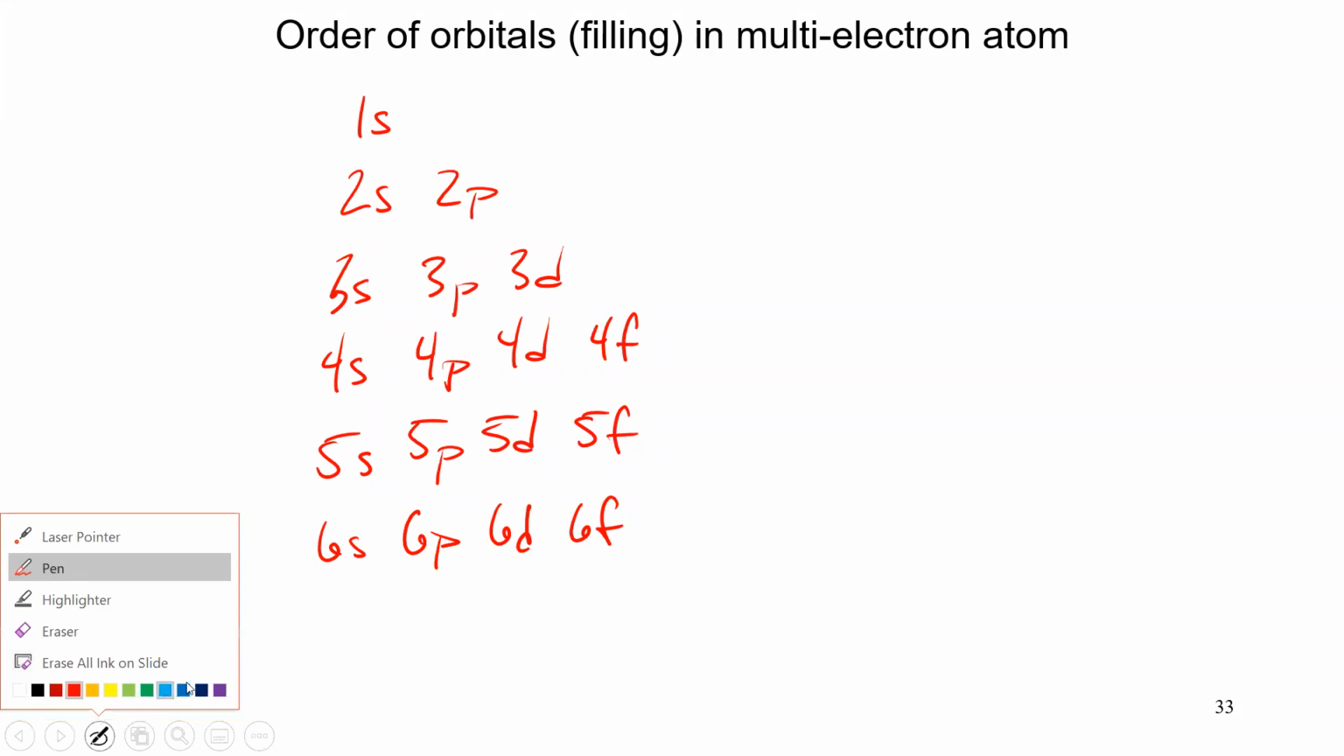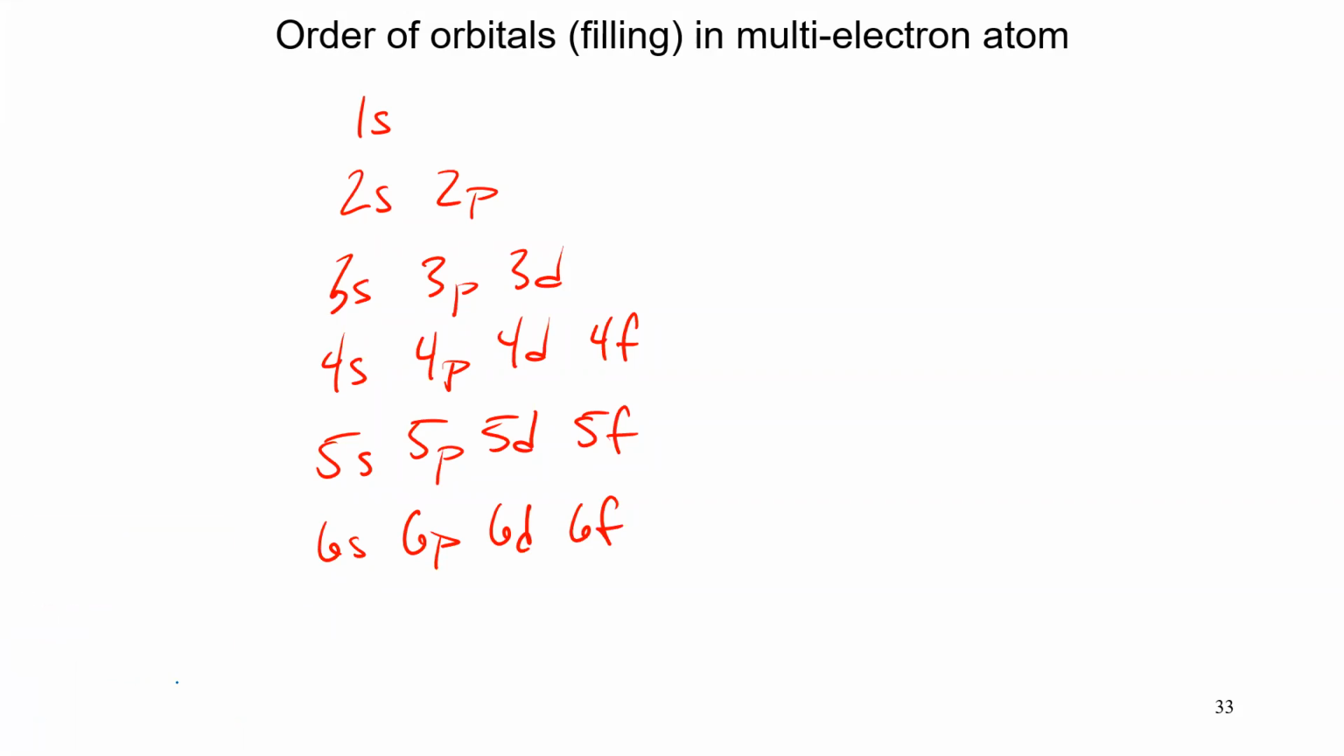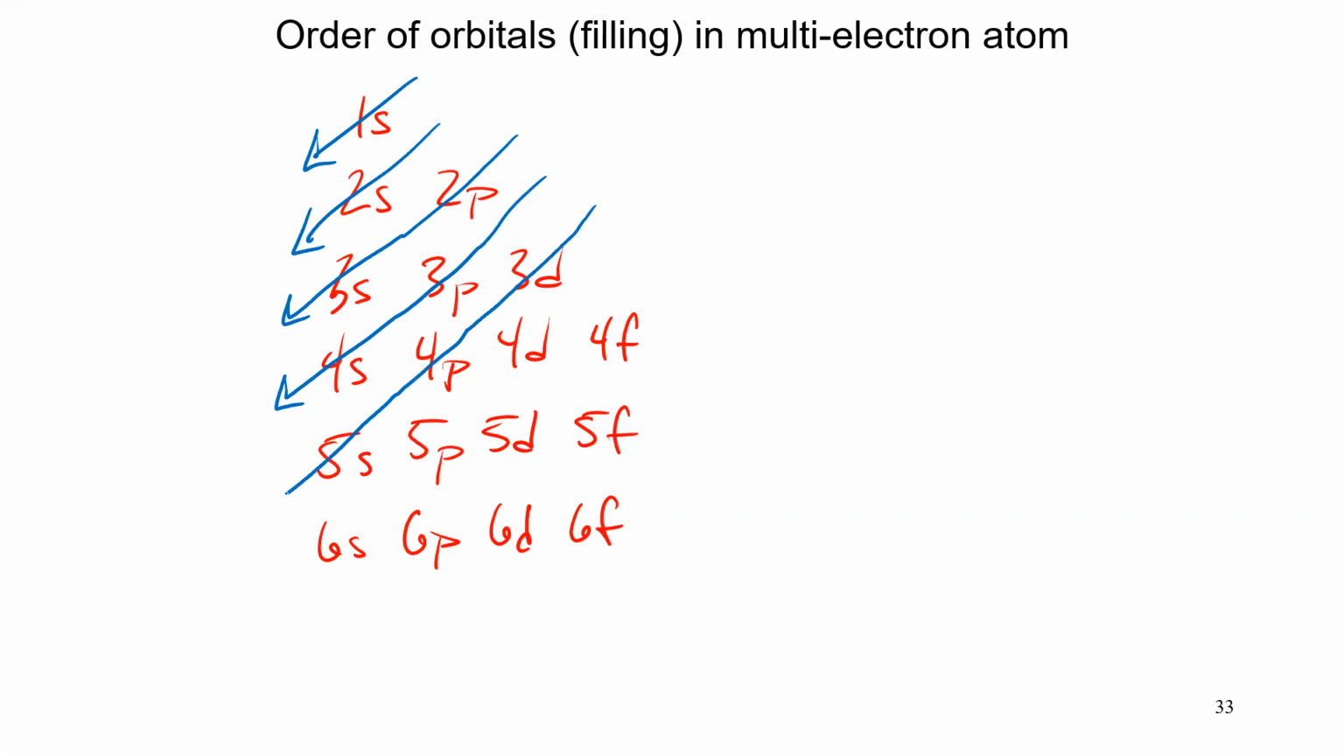If we wanted to know the order in which to fill these orbitals, we're just going to draw some diagonal lines. Oops, I'm drawing my arrows backwards. 1s first, then the 2s, then the 2p, then the 3s, then the 3p, then the 4s, then the 3d, the 4p, and the 5s, the 4d, the 5p, and the 6s, the 4f, the 5d, and the 6p, 5f, and the 6d, and then the 6f.